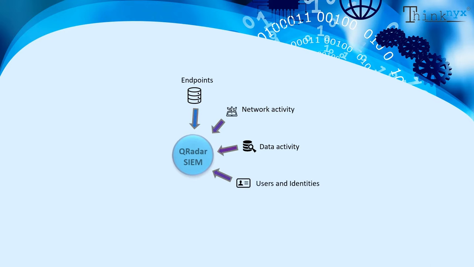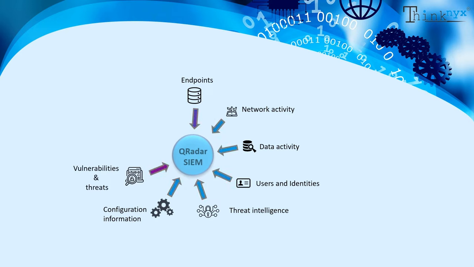User and identities data sources are ingested from Identity and Access Management IAM and Active Directory. It's capable of analyzing various other data sources coming from threat intelligence, configuration information, vulnerabilities and threats, different application activities, and huge data from cloud platforms. So any data source you can think of can be analyzed by QRadar.